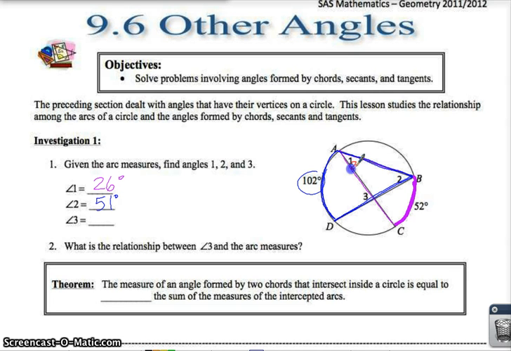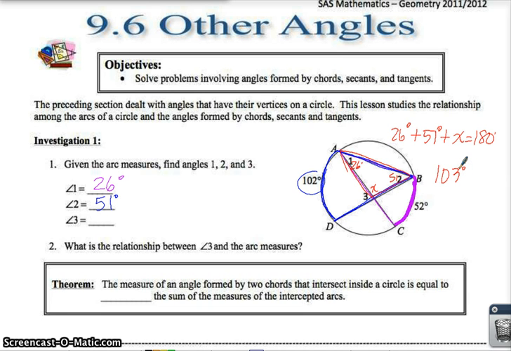Well, if angle 1 is 26 degrees, and angle 2 is 51 degrees, and here we have a triangle, we know that 26 degrees plus 51 degrees plus angle x, which I'll call here, must add up to 180 degrees. So now you're going to get your calculator out and subtract 26 and 51 from 180. So what do you get? You should get 103 degrees, right?